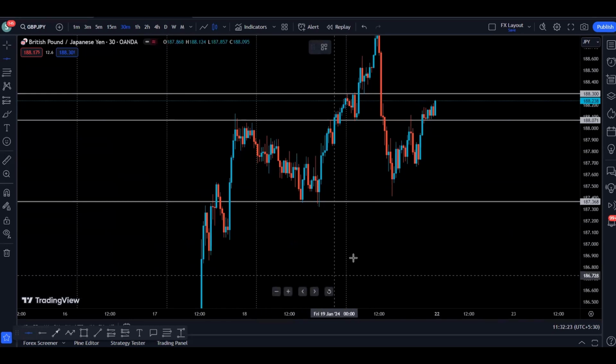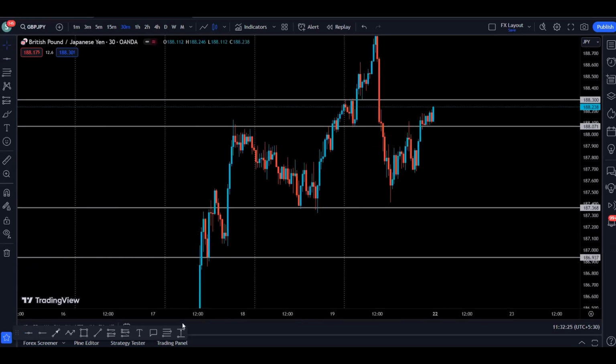If you see here, next support is right into these areas. So basically, if we get a further close below this level, then we have clean range on the left hand side, and price can continue going down to the next support, which is right something here.